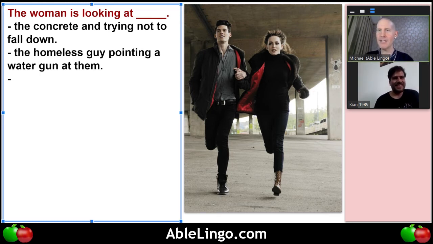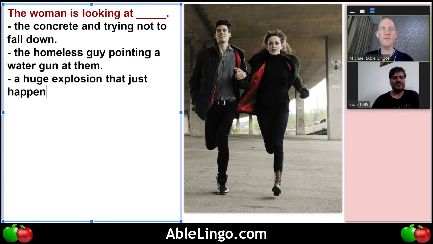Okay, let's see. Leah Huda says she's looking at a huge explosion that just happened. Right, let's see. Was looking at a huge explosion. I think we have a secret agent theme in all of the answers. A huge explosion that just maybe happened in front of them. And then the question is, why are they running towards the explosion?